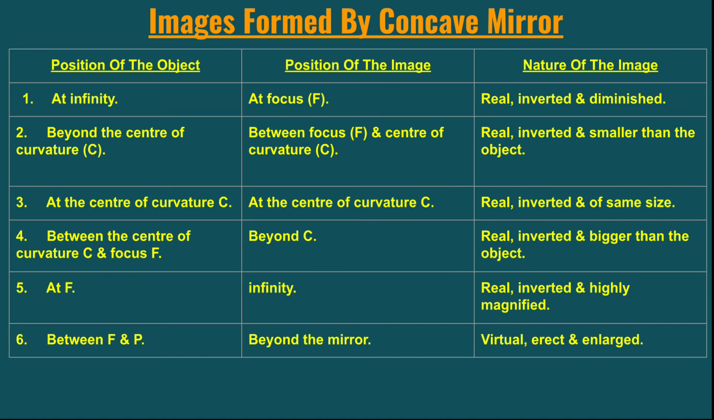Now, if the position of the object is between F and P, that is focus and pole, then the position of the image is beyond the mirror, that is behind the mirror. And the nature of the image will be virtual, erect, and enlarged.